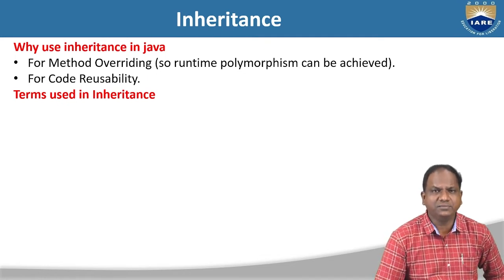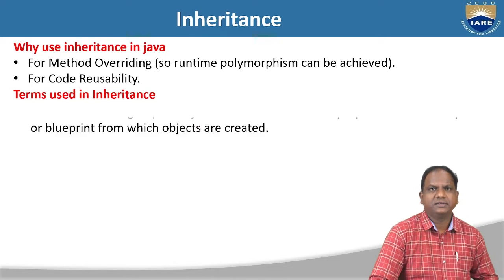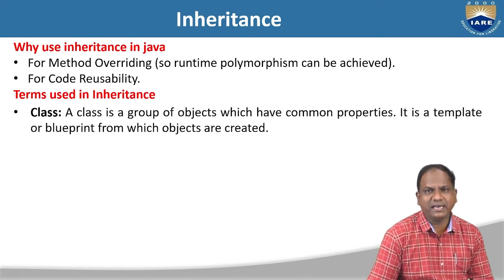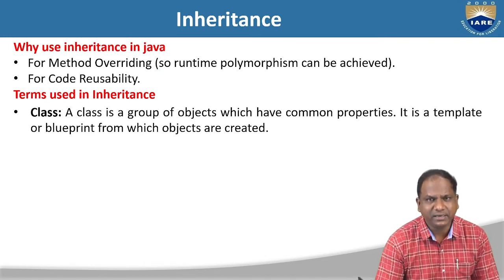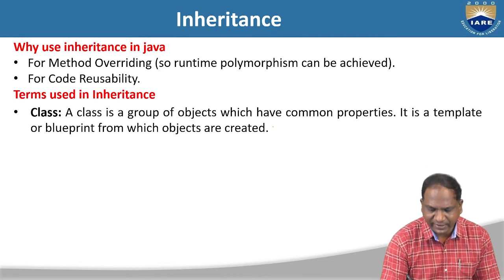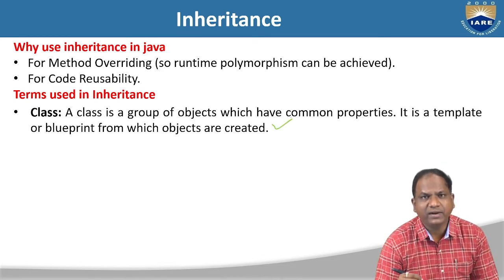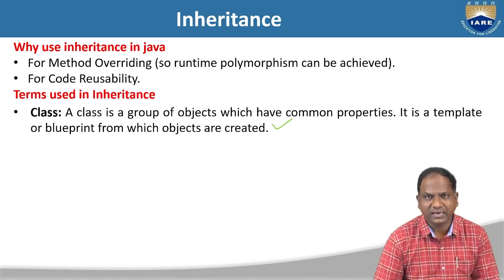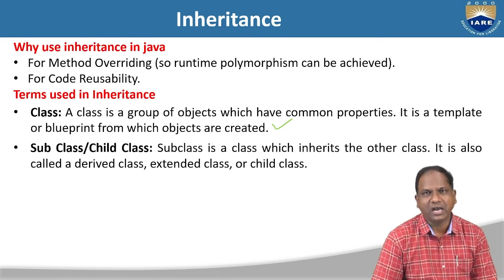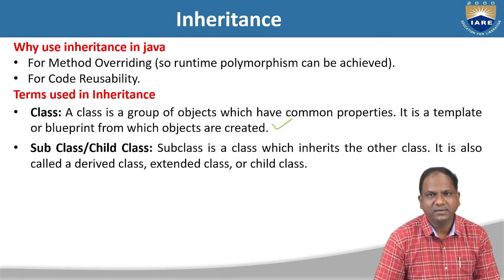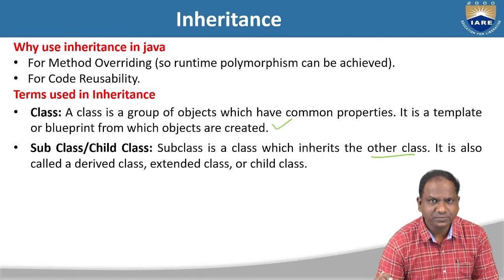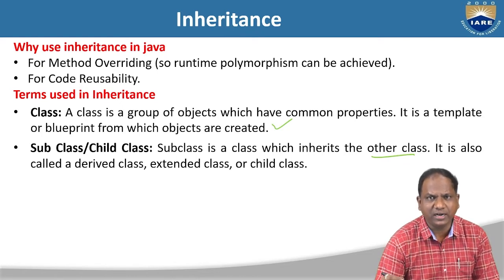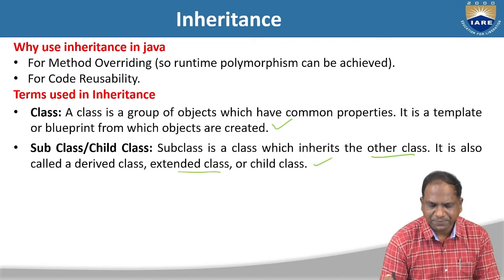So what are the various terms used in inheritance? The first term is class. What actually is a class? It contains a group of objects which have common properties. A class is a template or a blueprint from which objects will be created. Here I am discussing the various terminologies used in the inheritance concept. Next is the subclass or child class, a class which inherits from another class. The other class is the parent class. The child class or subclass is also called a derived class, extended class, or child class.